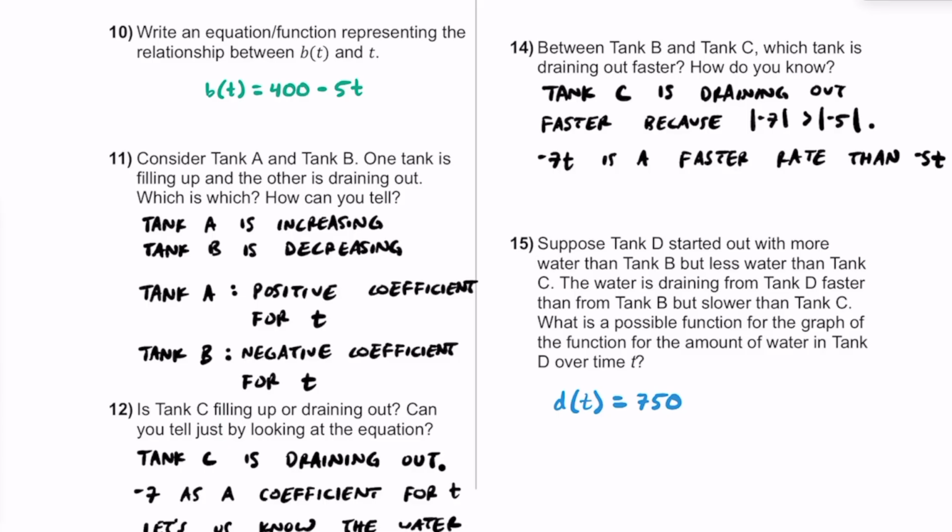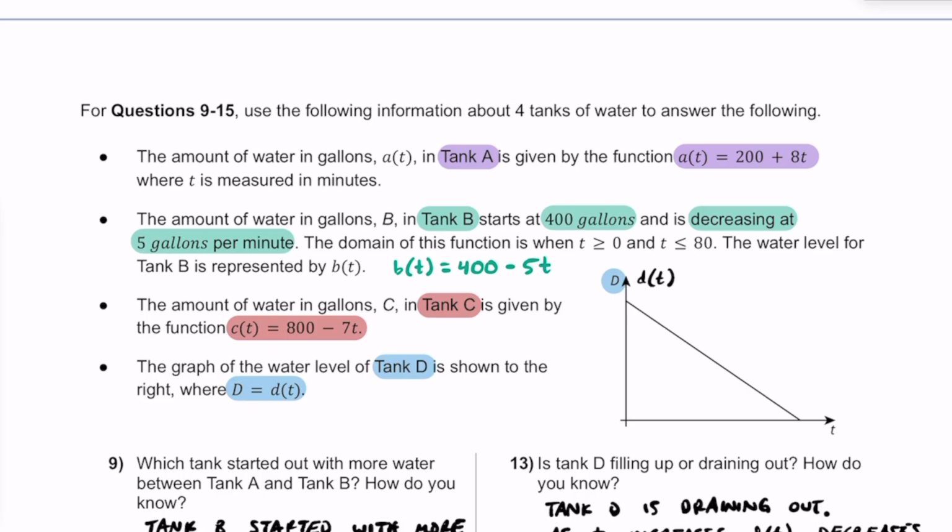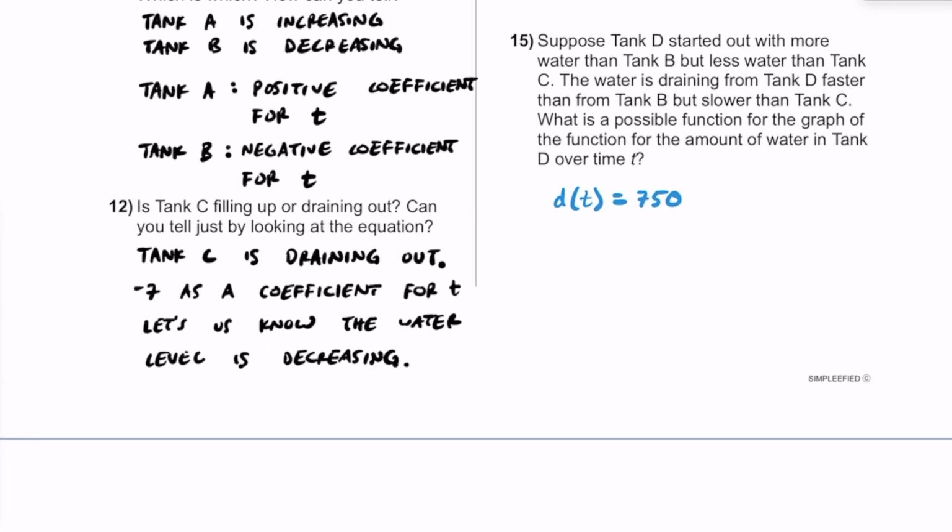And then the other part here is that we know that it's going to be draining out faster. It's going to be faster than B, but it's going to be slower than C. Let's look at those two functions here. So for B, here's its rate. And for C, the rate is -7. So I guess an easy number to use is -6 here. That's in between them. But I'm going to go with, let's say, -5.7. I'm going to go with minus 5.7 T. I'm basically saying it's going to be losing 5.7 gallons for every minute.